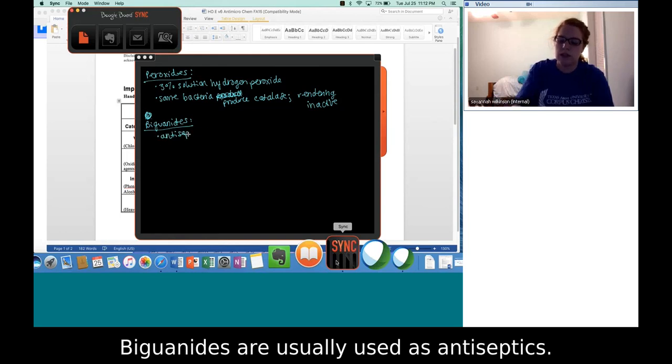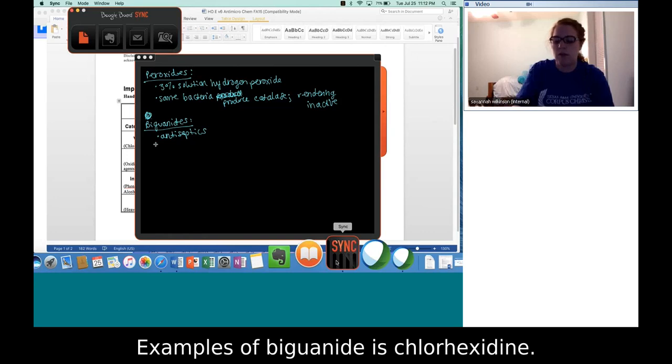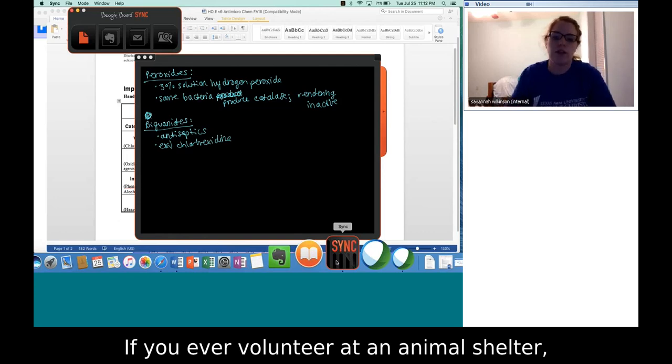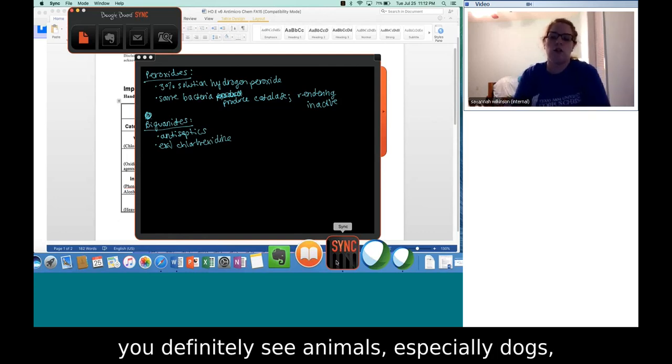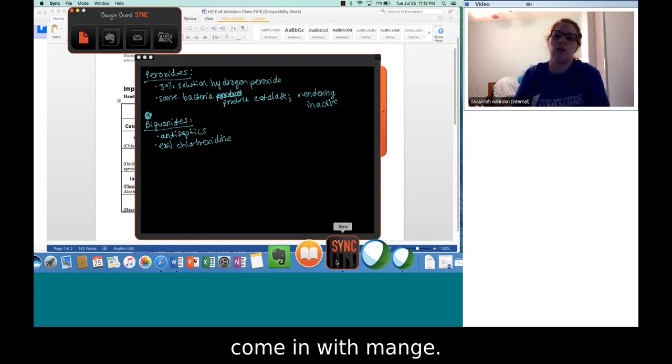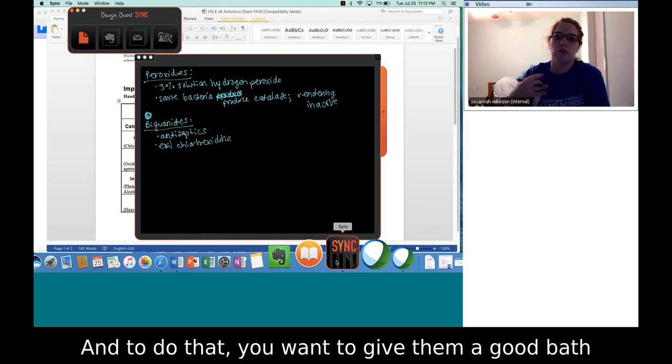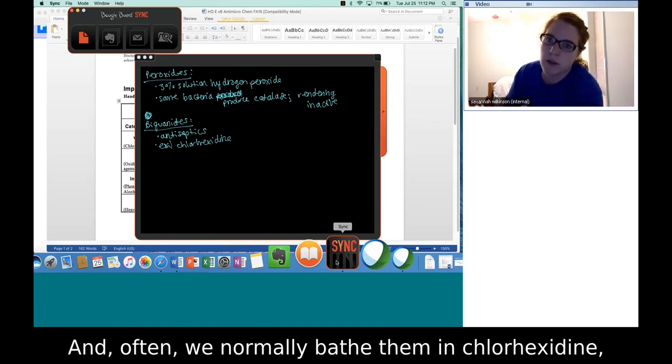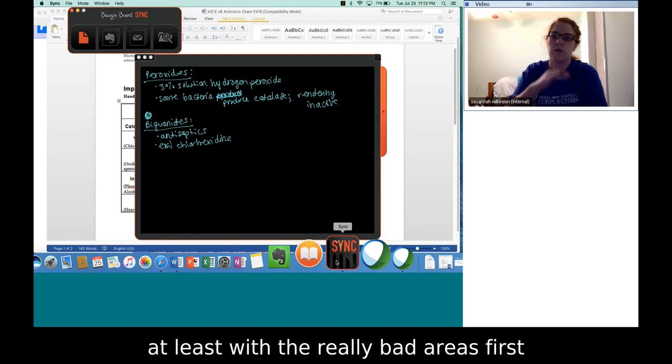Biguanides are usually used as antiseptics. An example of biguanide is chlorhexidine. If you ever volunteer at like an animal shelter, you definitely see animals, especially dogs, come in with mange, and to do that, you want to give them a good bath, and usually giving them multiple baths, and often we normally bathe them in chlorhexidine, at least with the really bad areas first, before adding in the soap.